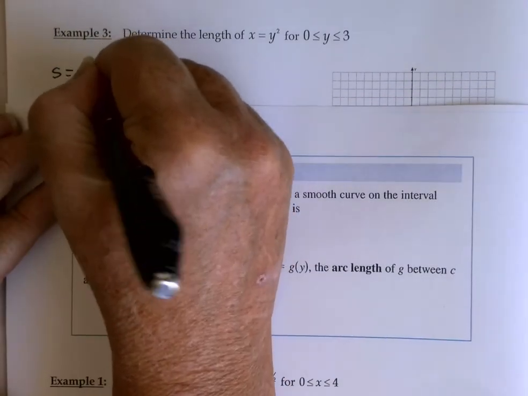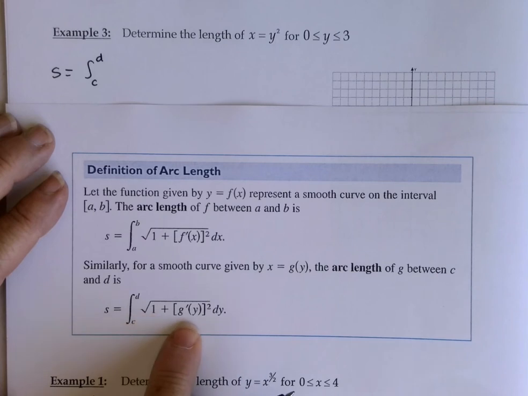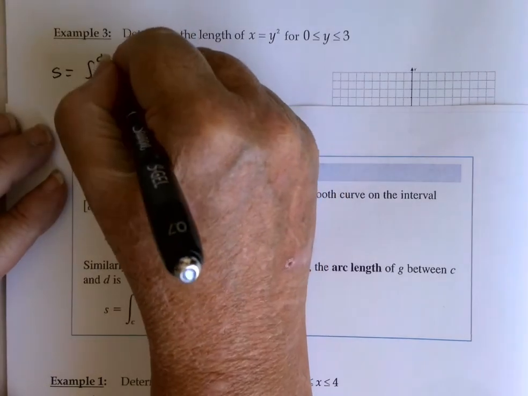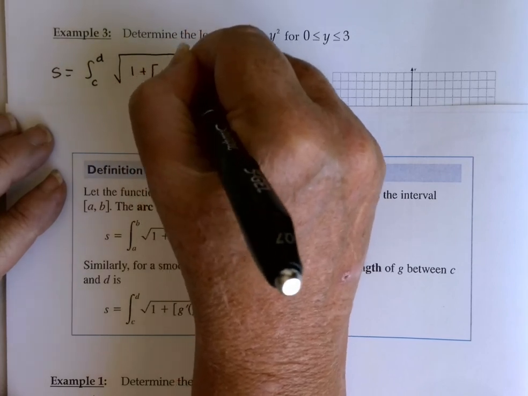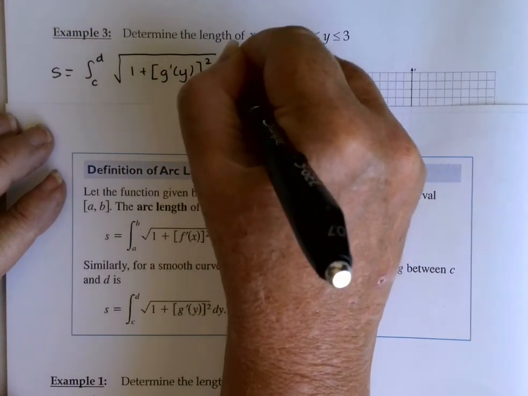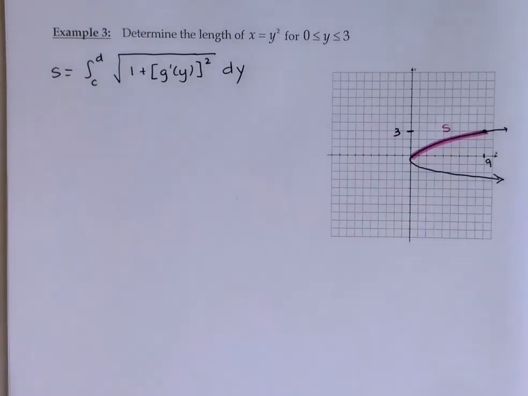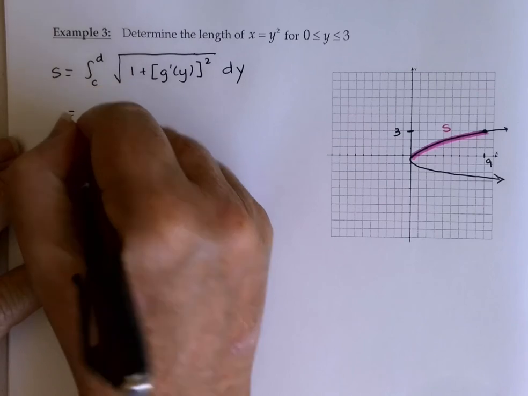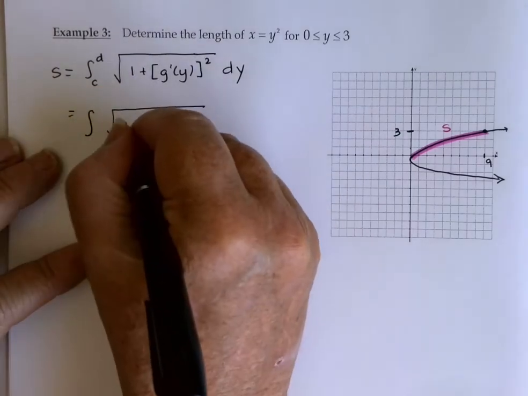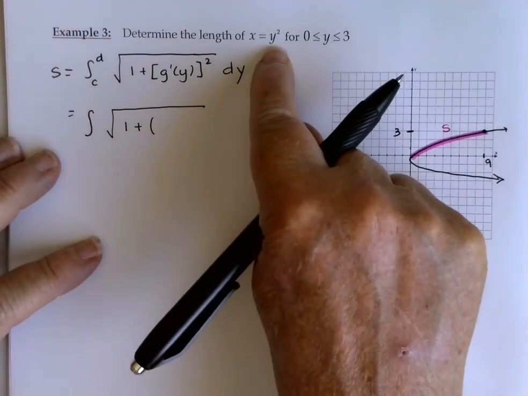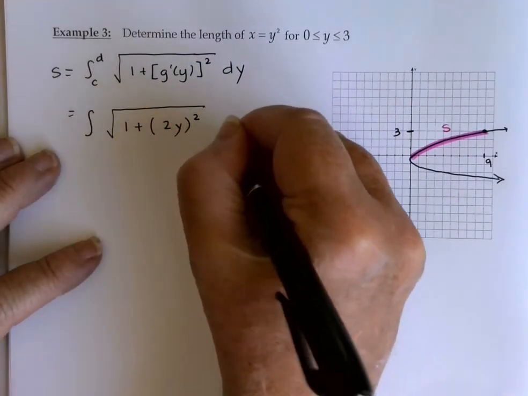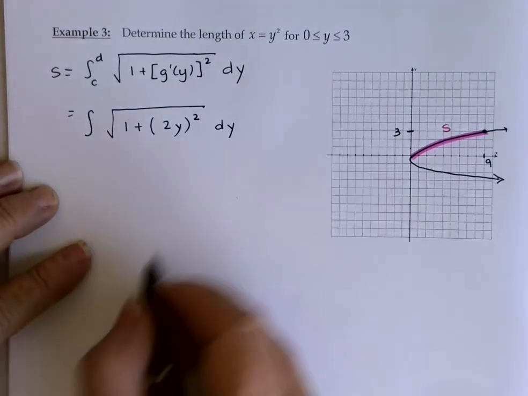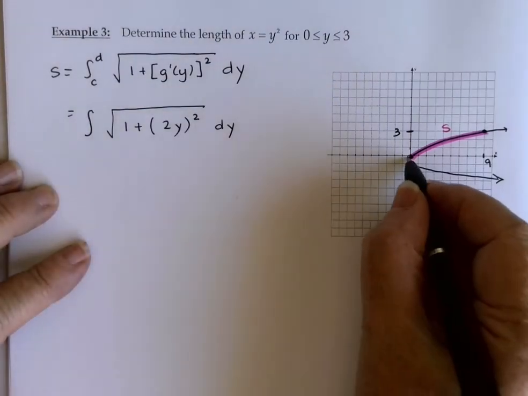I'll have the integral, I'll write it out here, c to d of the square root of 1 plus g prime of y squared dy. So that would be 1 plus the derivative with respect to y, which would be 2y. And this is a y integral, so my y values go from 0 to 3.